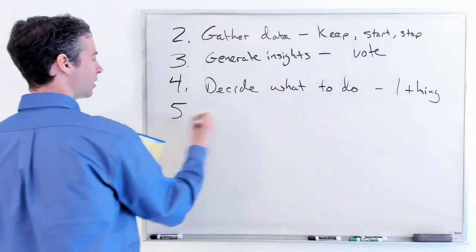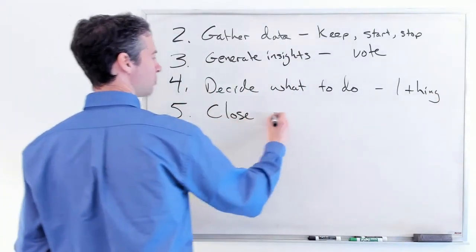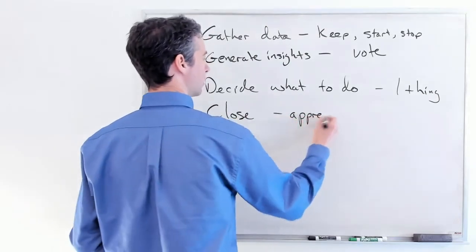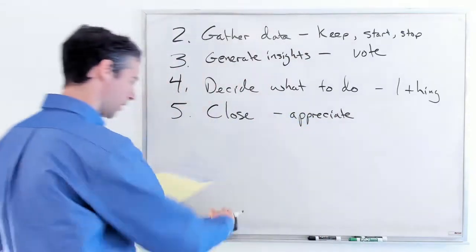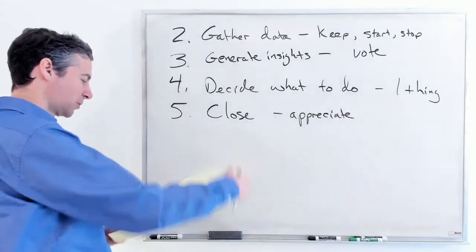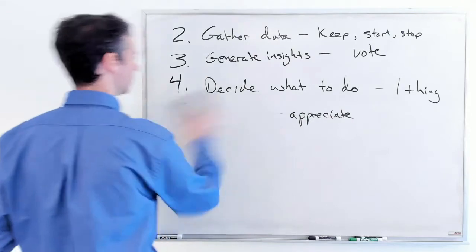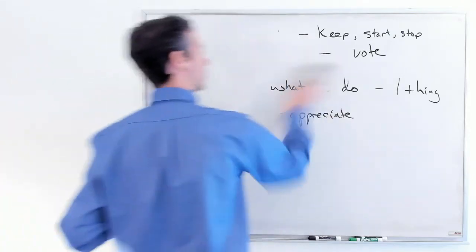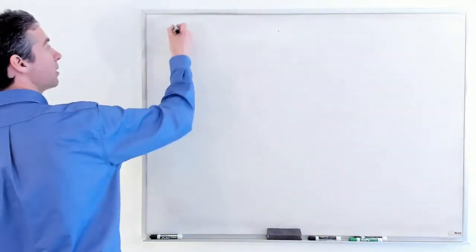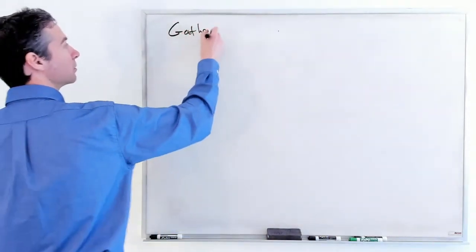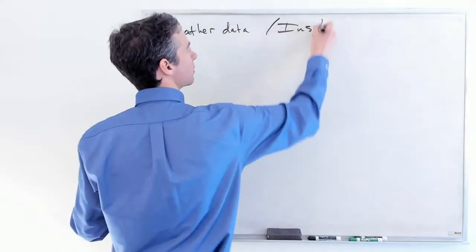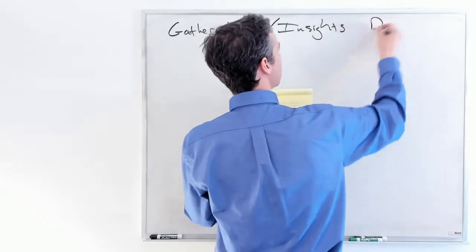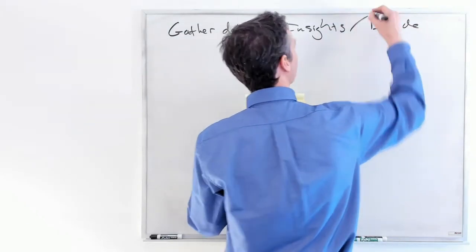And then 5, you're going to close up the retrospective, and we'll talk about this idea of appreciate or appreciation. All right. So those are the steps. The core bulk of this is all about the gathering of data, insights, and deciding. So gather data, generate our insights, and decide.